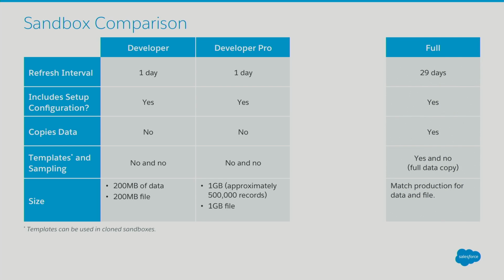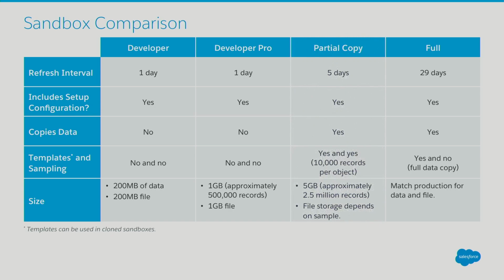Now, on the other end of the spectrum, you have your full sandbox. This is your least agile environment, and this is why we don't recommend developing in your full sandbox. This sandbox can only be refreshed once a month, but it is a full copy of your production environment, both from a customization standpoint as well as a complete copy of all of your production data. This is the environment where you want to do all of your expanded testing in.